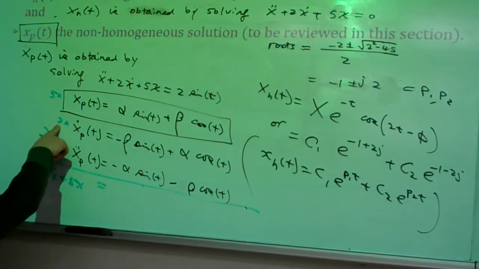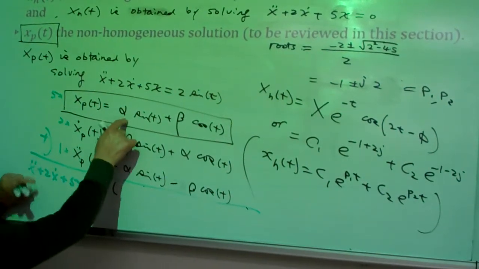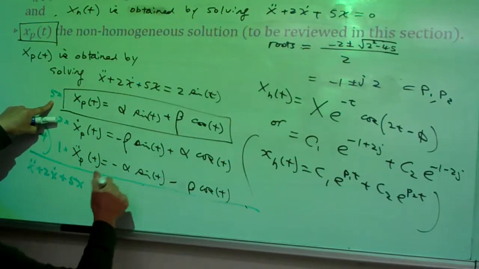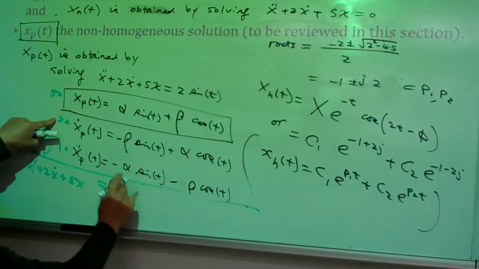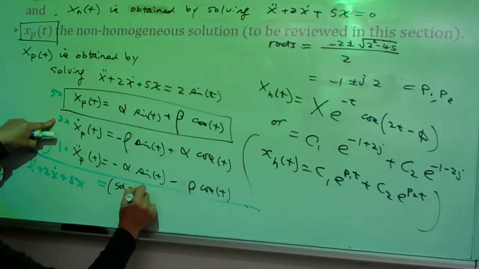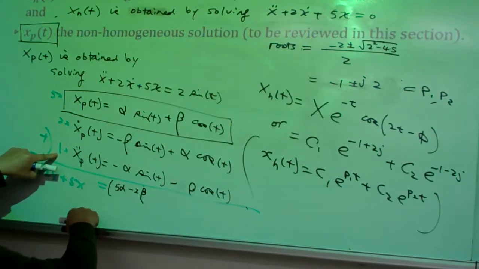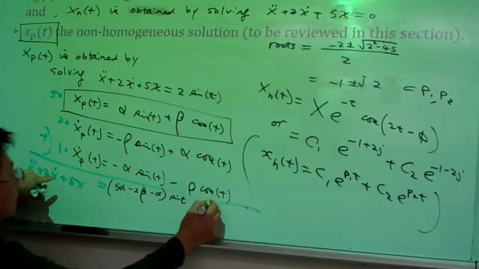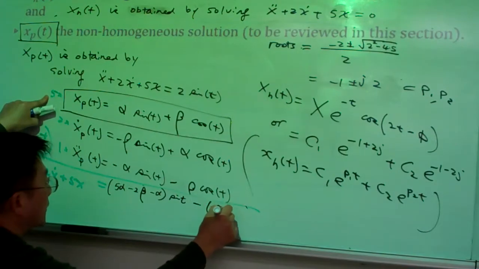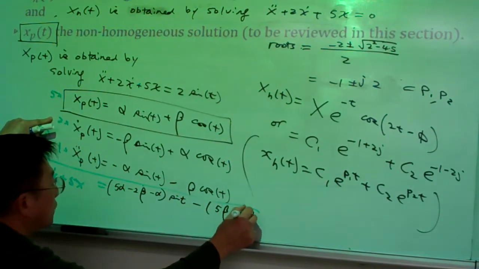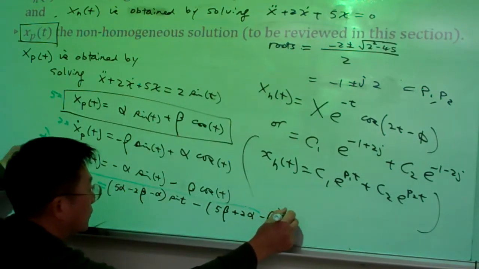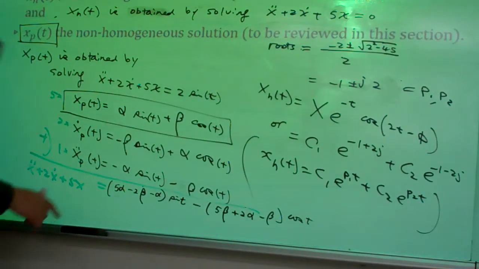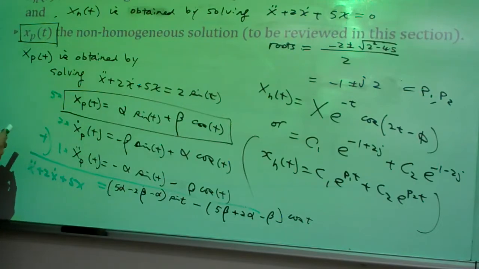Because I need to multiply with the corresponding coefficients. So for this term, multiply with 5, so that is 5 alpha. And the second term, multiply with 2, so minus 2 beta. The third one is 1, so that is minus alpha, and sine t. Okay, and this one is 5 beta, and then plus 2 alpha minus beta, cosine t. So that's the result. And again, from our original, that should be equal to 2 sine.